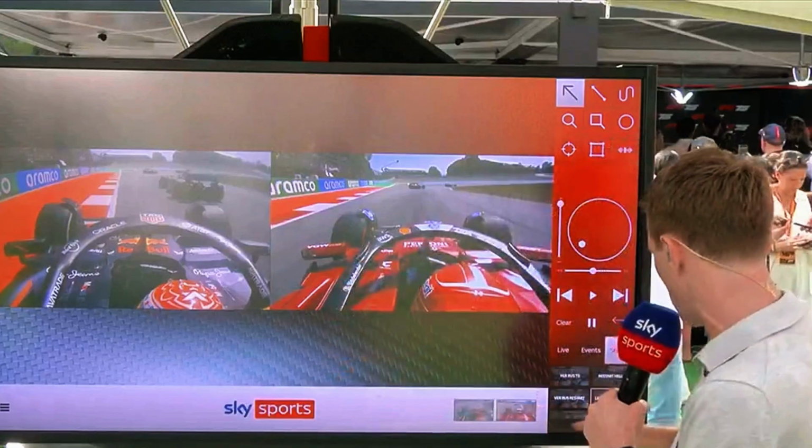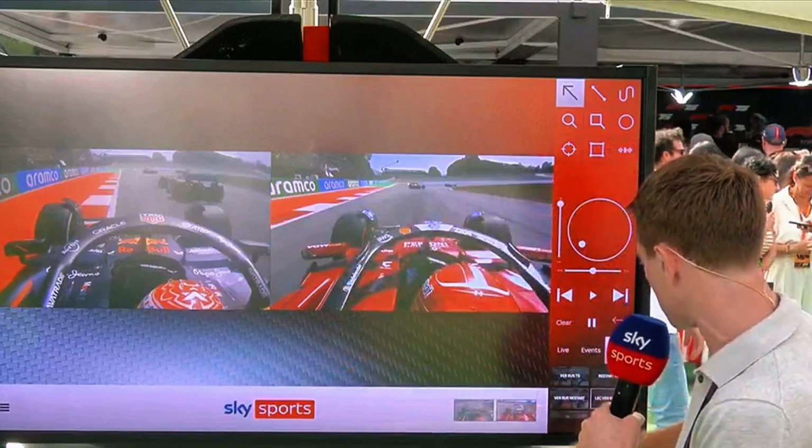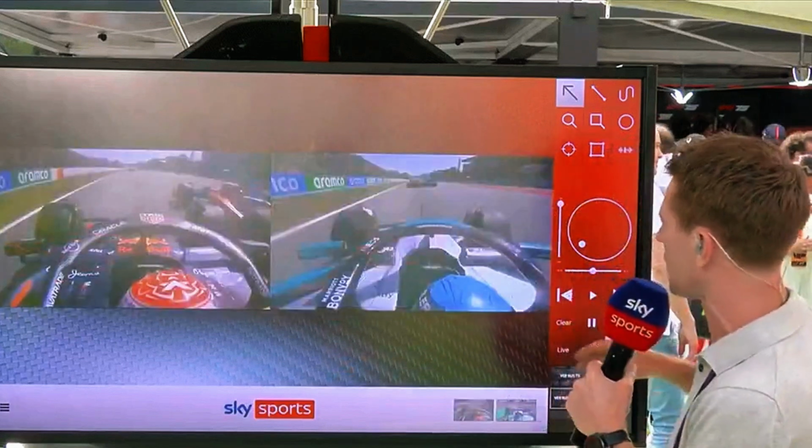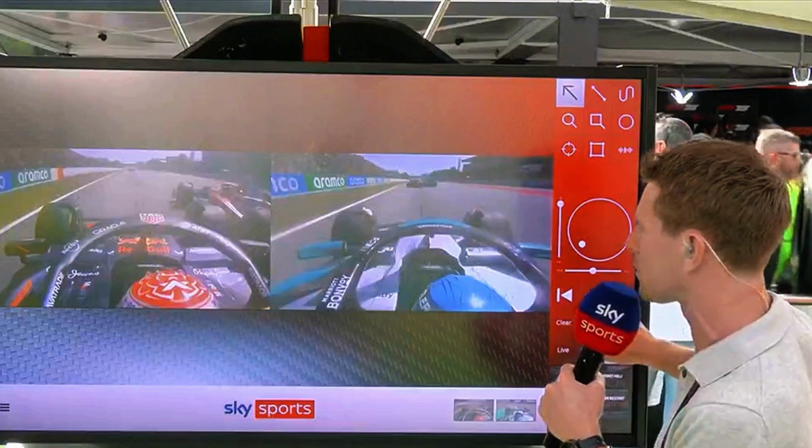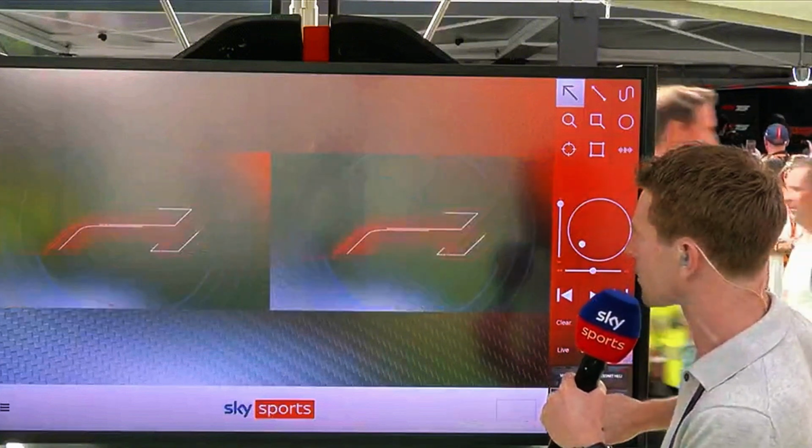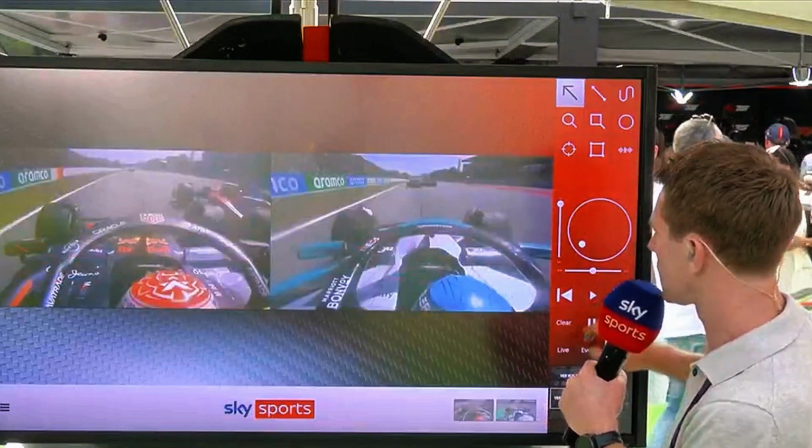So that clears that one up. The next thing we're going to look at is Russell against Max. So is that correct here? Just do that again. So now we're watching Russell on the right-hand side.